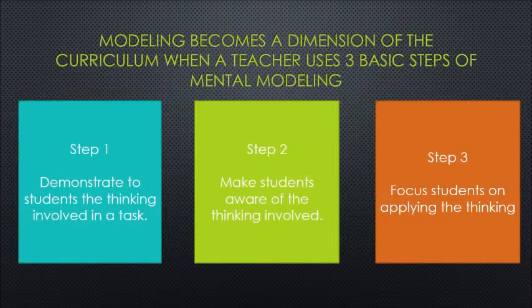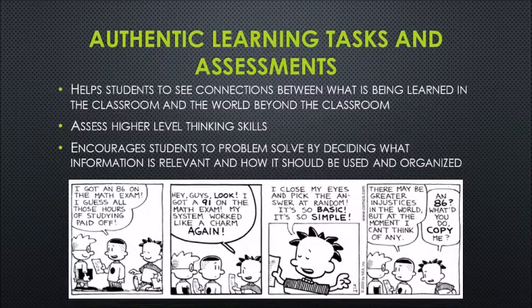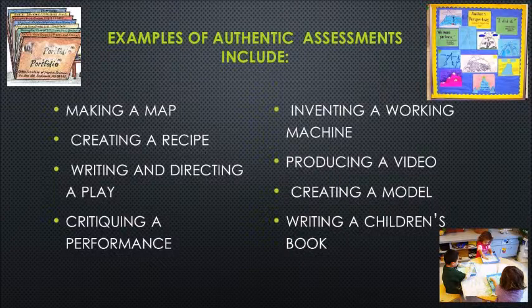Cognitive learning theories focus on the mental processes people use to acquire new knowledge and skills. Current approaches to authentic learning and teaching for understanding fall within the realm of a cognitive view of learning. Authentic learning helps students to see connections between what is being taught and the world around them by using higher-level thinking skills. Students are also encouraged to problem solve and think critically. Here are a few examples of authentic assessments.